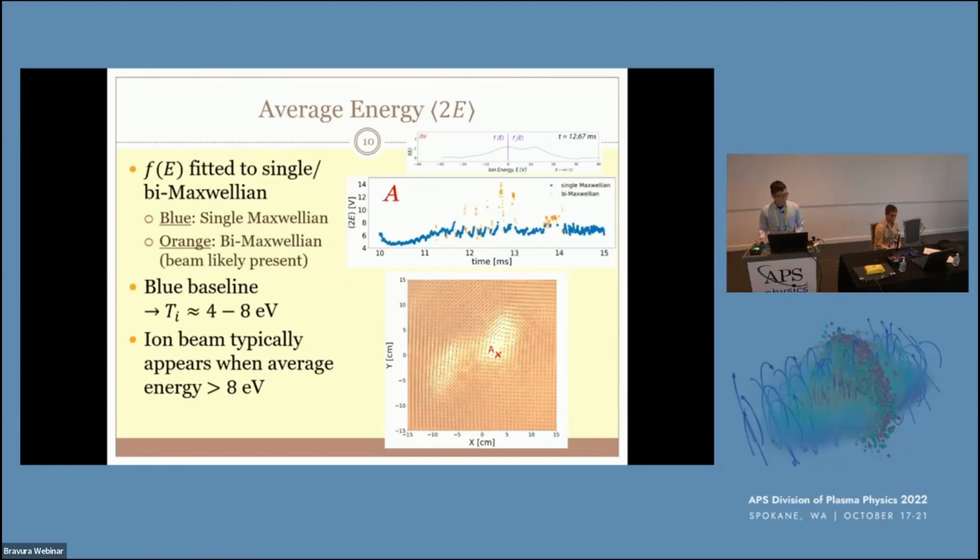As you can see here, there's a baseline. The blue points that are single Maxwellian form a baseline that is about 4 to 8 eV. Because a single Maxwellian tells us the ion temperature, we know that the ion temperature of the flux ropes is about 4 to 8 eV. But when there's a beam present, these orange points right here, we notice that these points tend to be above 8 eV. So by looking at this plot, it looks like when there's a beam present, the overall average energy of that point increases for the ions.